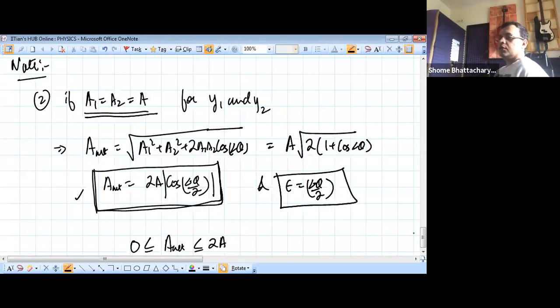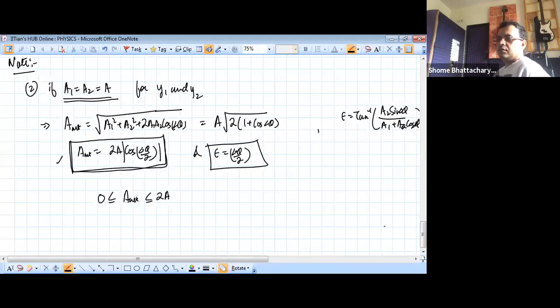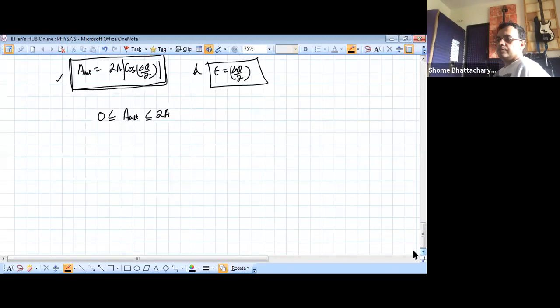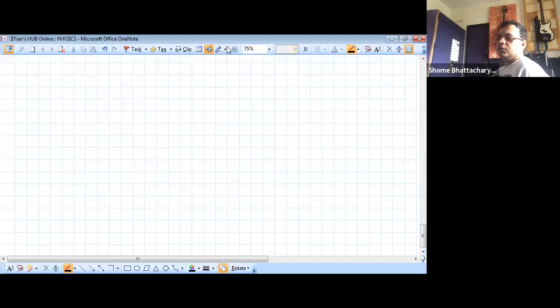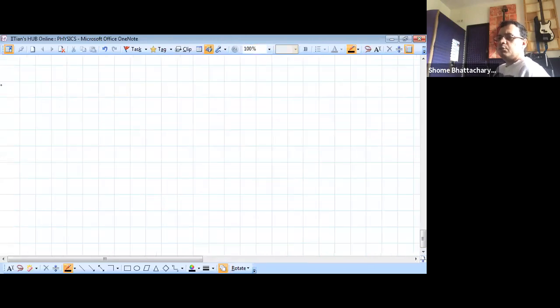Okay, so I hope these formulae are clear to all of you. You'll get used to all these formulae while solving problems probably. Then the next thing is the discussion about power.